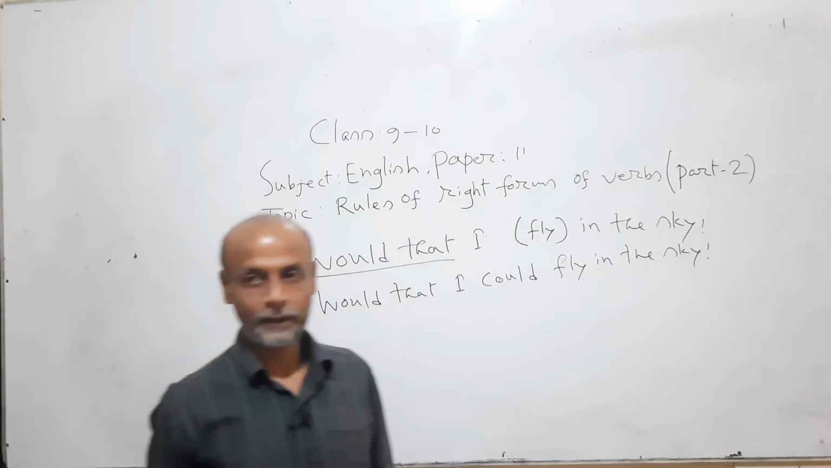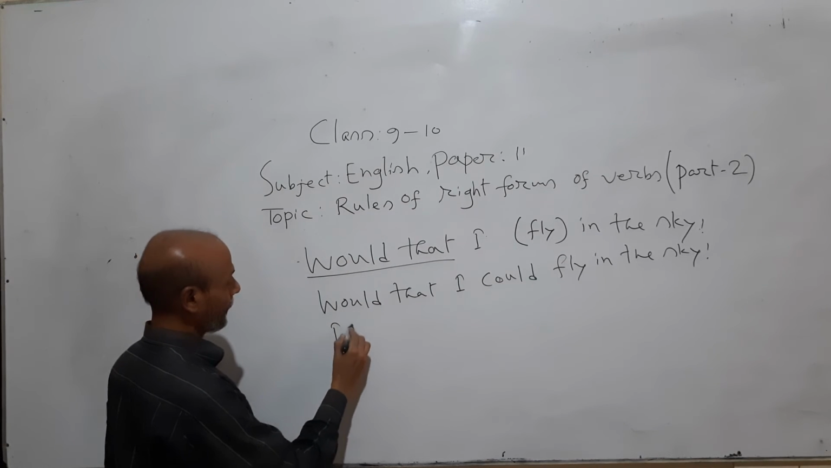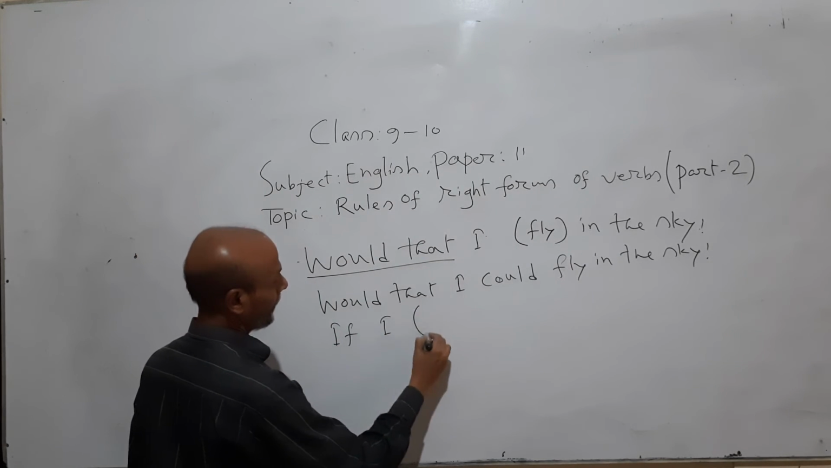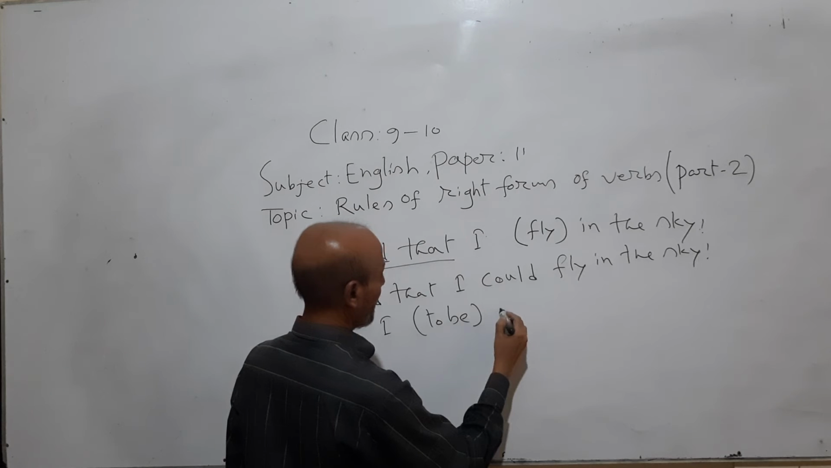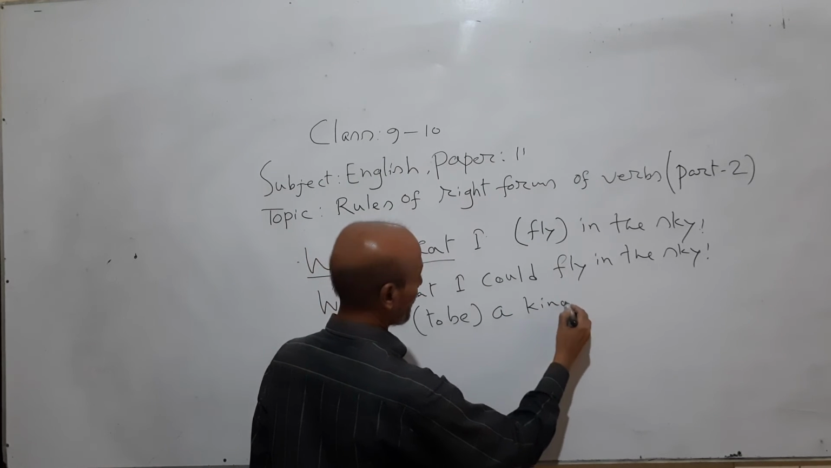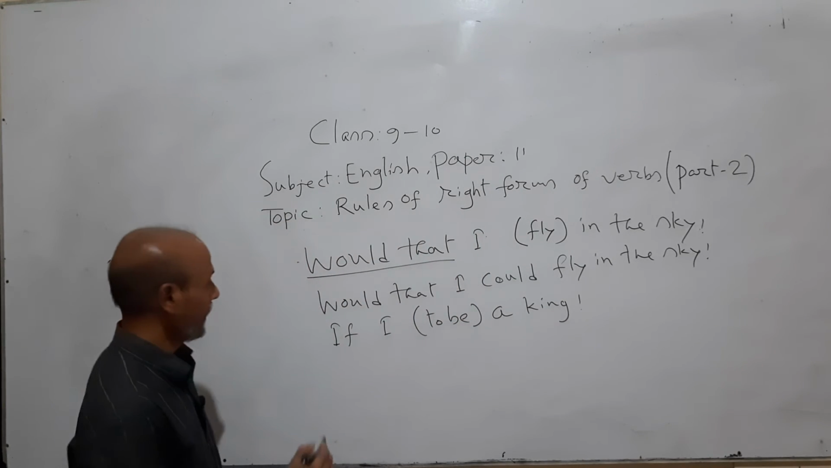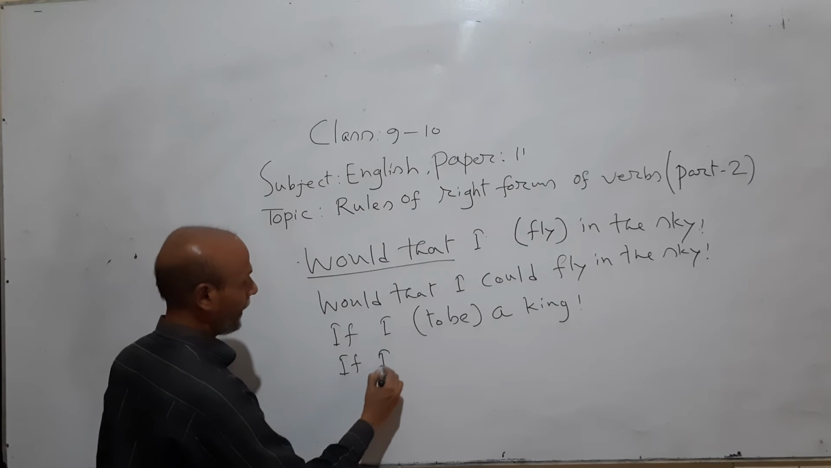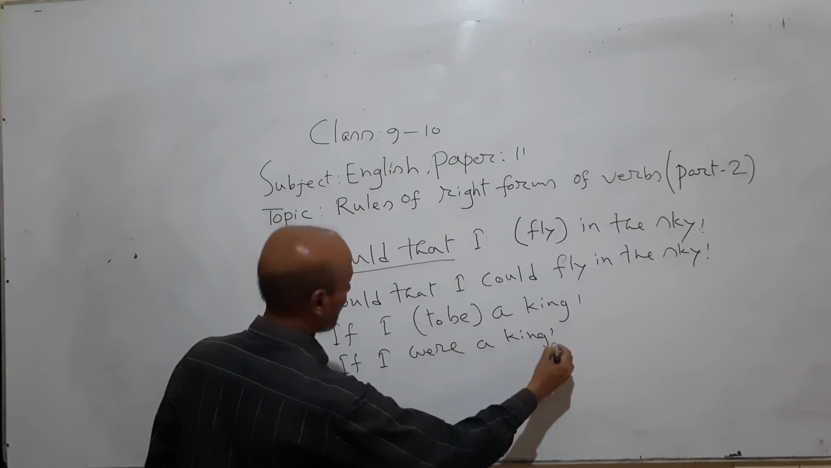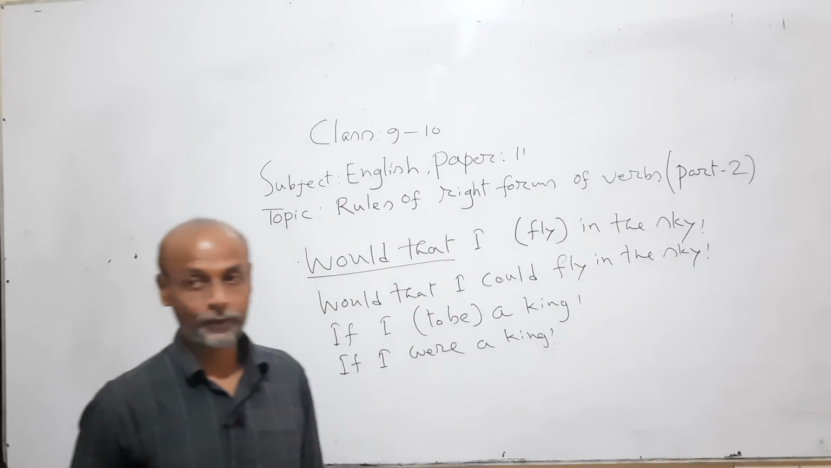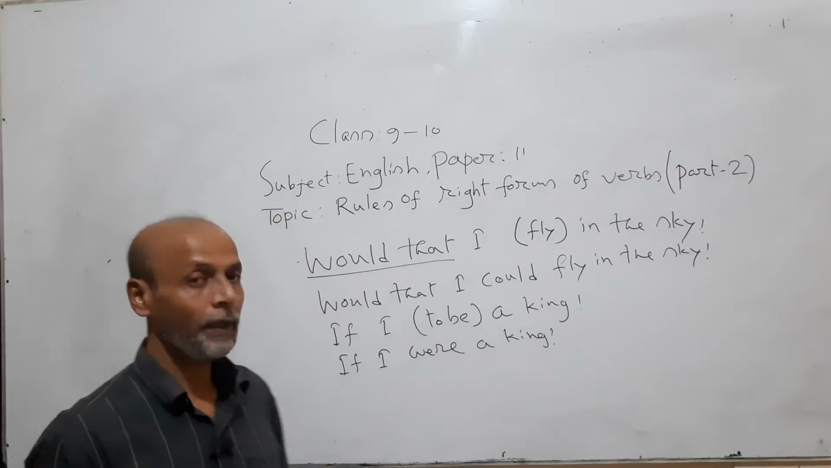And there is another form that gives us the sense of wish. If I were a king. That time you have to write if I were a king. You know that we use was for I, but in the case of unreal situations you have to use were: if I were a king.